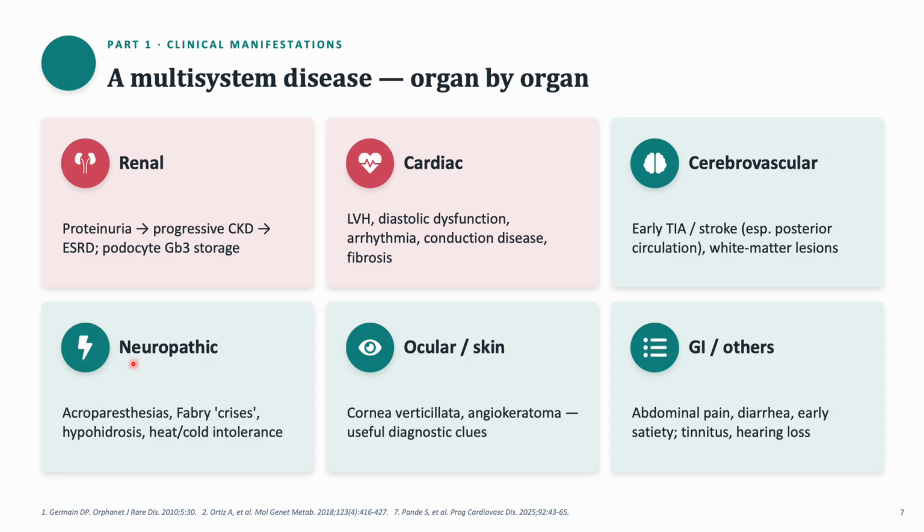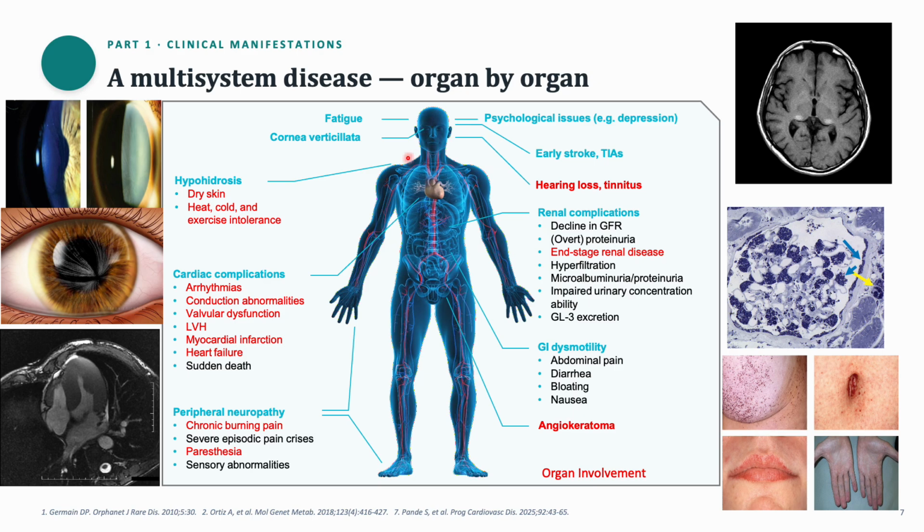The burning sensation in hands and feet, reduced sweating and heat intolerance, eye and corneal problems, and angiokeratoma. The other useful sign is GI symptoms. Abdominal pain and diarrhea are frequently dismissed as irritable bowel. When you see early stroke, unexpected left ventricular hypertrophy, and proteinuria, think about Fabry disease. This is the same message from multiple systems, organ by organ: kidney, heart, and brain are the life-limiting systems.